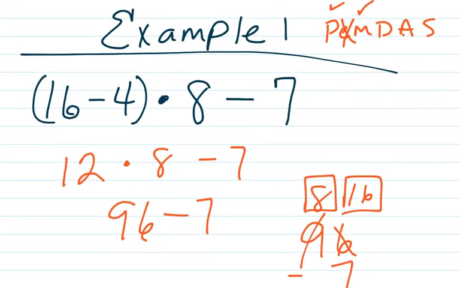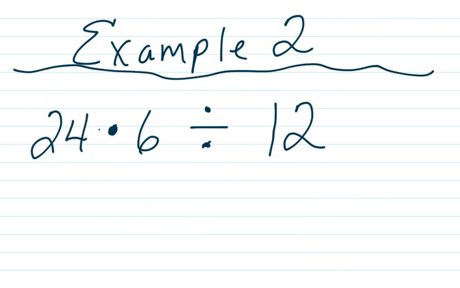And you remember what we did? We did what was in parentheses first, then we multiplied, and then we subtracted because we didn't have a division sign or an addition sign. So let's look at another example.